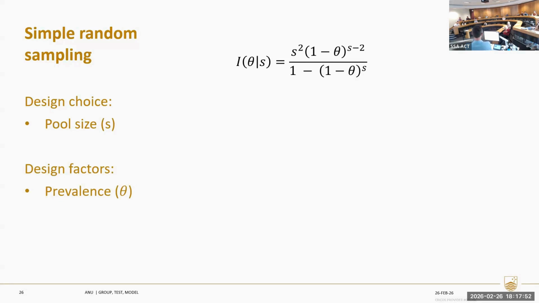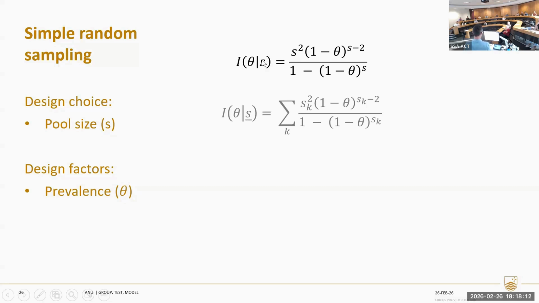So how do we quantify information from our surveys? Well, from our sampling design, for a pool of size S, we can calculate the Fisher information, which is of this form. It's somewhat familiar, similar to the binomial.